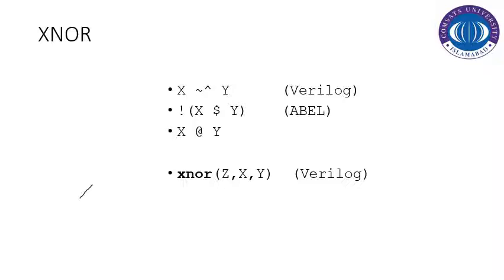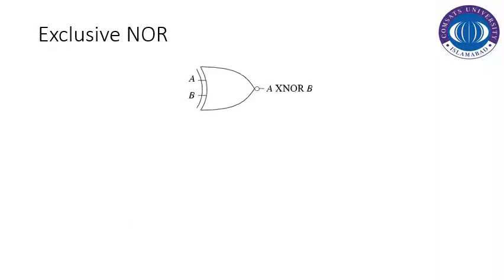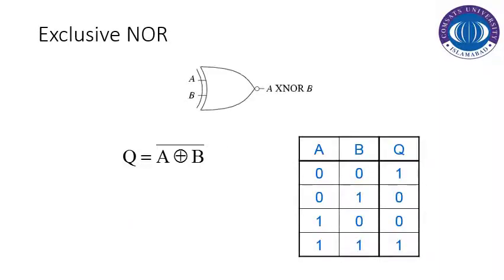We will be using X exclusive OR with Y. For example, X and Y are the literals. This representation is used to represent the exclusive NOR operation, and that is mathematically equal to X prime into Y prime plus X into Y. So we can also represent it in that particular notation, and these are the truth table to represent the operation of the exclusive NOR gate.